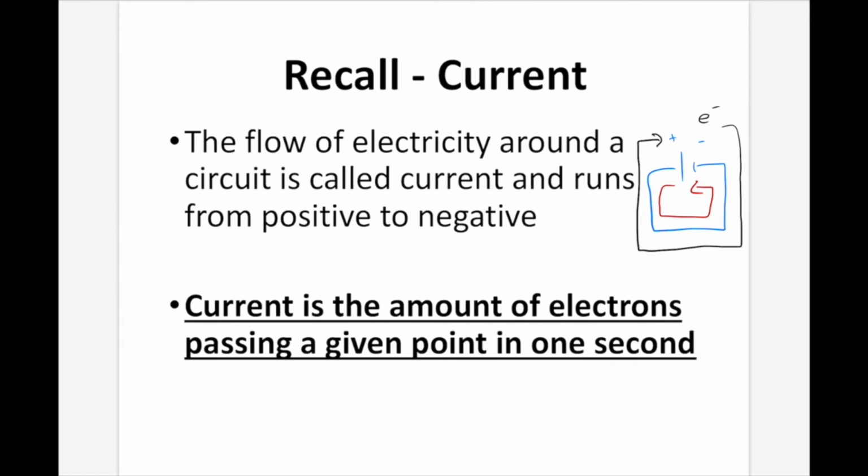And current is the amount of electrons passing a given point in 1 second. It's kind of like those turnstiles that you go through when you go to an event. It counts how many people are going into the event. Well, if you had a turnstile in the middle of a wire that counted the number of electrons that pass that given turnstile every second, that would be a measure of current. And that's what the ammeters do. They measure the number of electrons passing in a given amount of time.